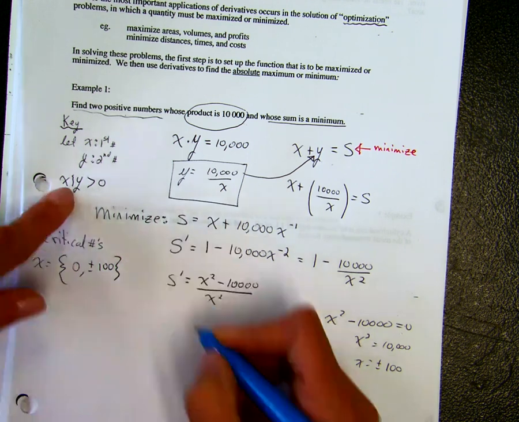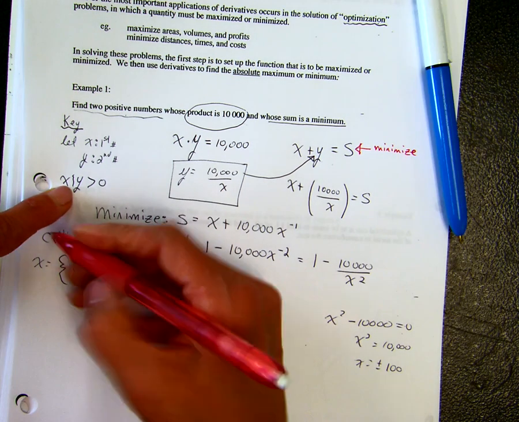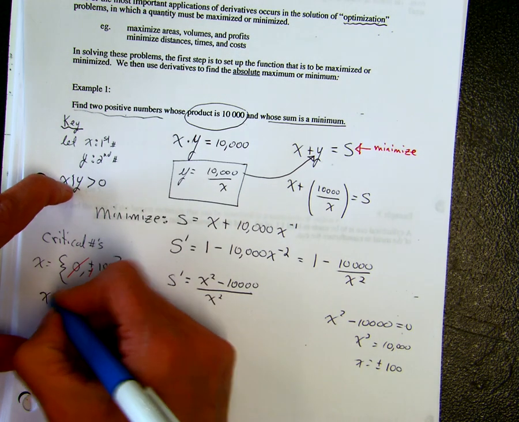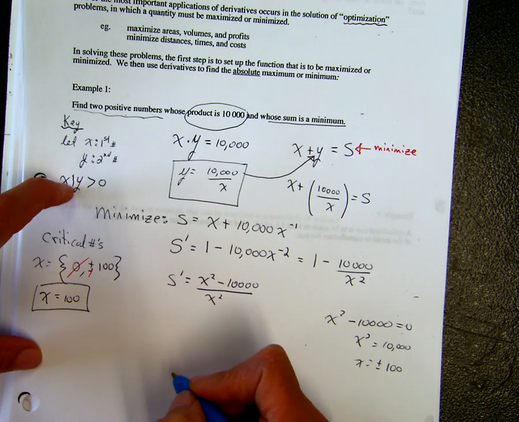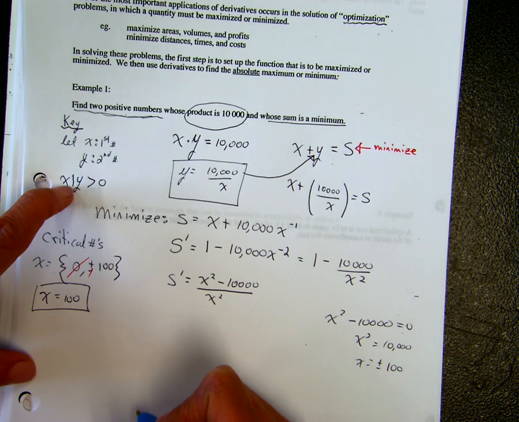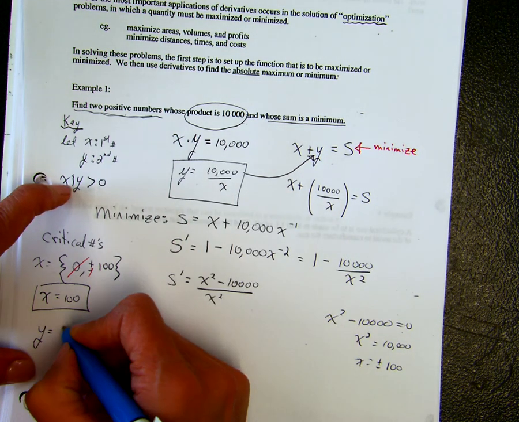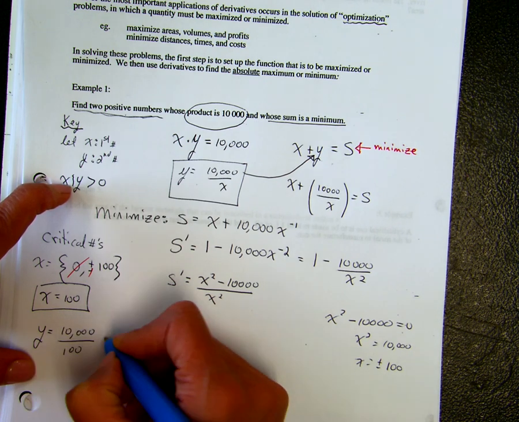Okay, look back up to the domain. x and y both have to be greater than 0, so that one doesn't count. We've just got x is equal to 100. So then we are asked to find both of those positive numbers. If x is 100, what's y? Substitute your x value back into your equation and solve for y.